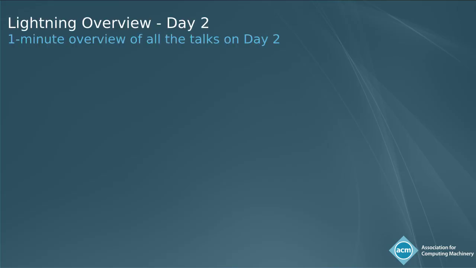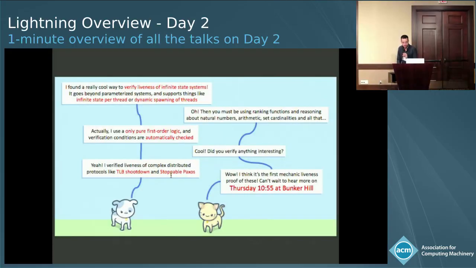I'll be talking about a way to verify liveness and temporal properties of infinite state systems with infinite state per node and dynamically spawning of threads and nodes. And quite surprisingly, it's all done in first order logic without reasoning about set cardinalities or arithmetic. So if you've thought that first order logic is not powerful enough to verify these kinds of interesting properties, come to my talk and see differently.